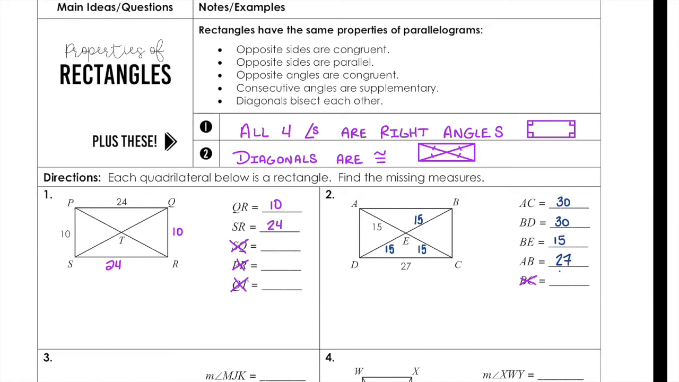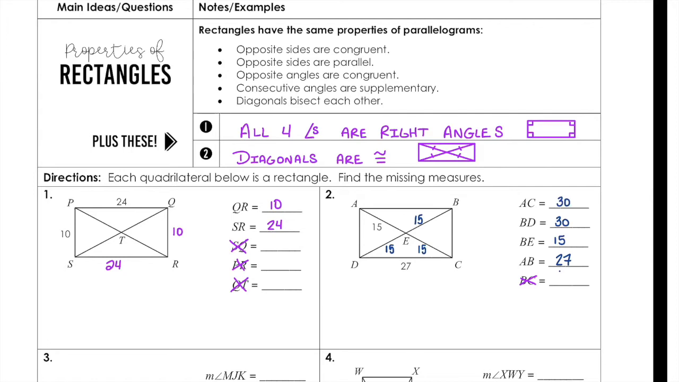Opposite sides are parallel. Remember, that is the definition of a parallelogram. Opposite sides are parallel is our definition, and then we have some properties. Opposite sides are congruent. Opposite angles are congruent. Consecutive angles are supplementary, which means they share a side. And then the diagonals bisect each other.